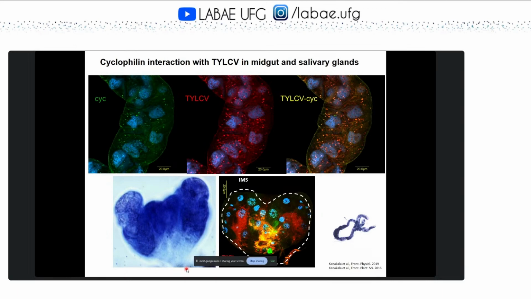So we know more or less that the virus interacts with cyclophilin in the gland. We don't know yet exactly what its function is. We know cyclophilins are chaperones that interact with many proteins, but we know they interact here. Again, if we silence cyclophilin, it affects very much the transmission of the virus.